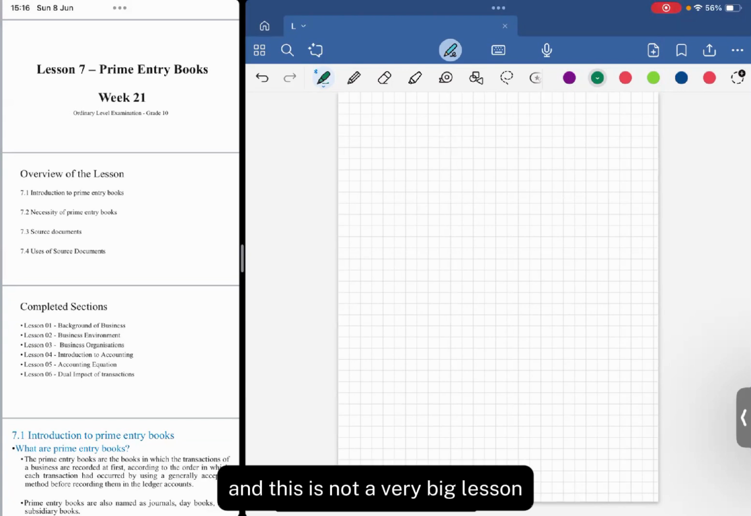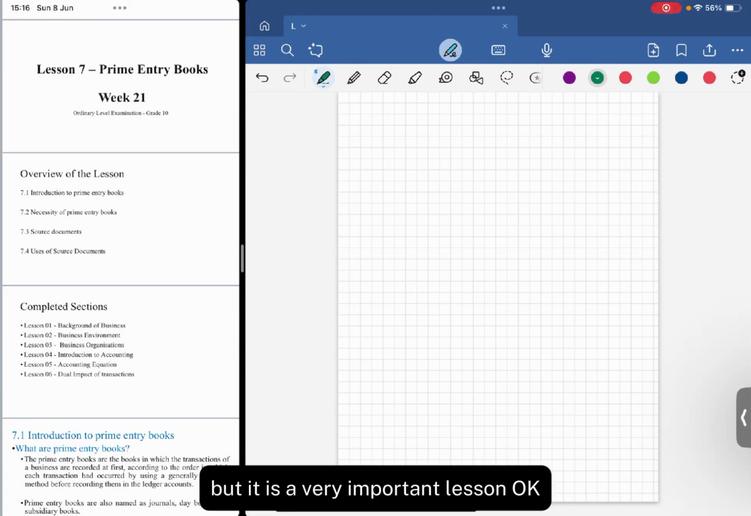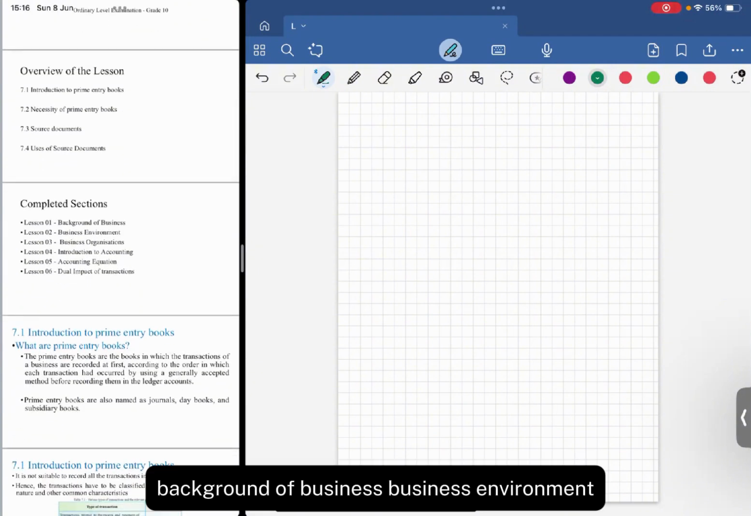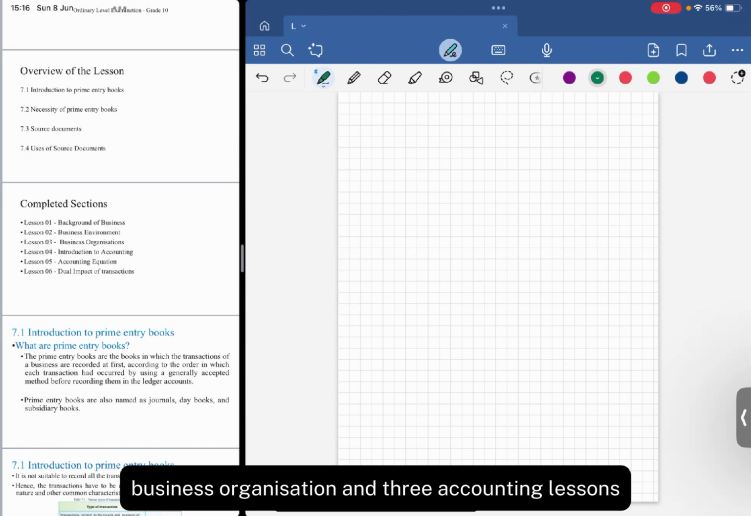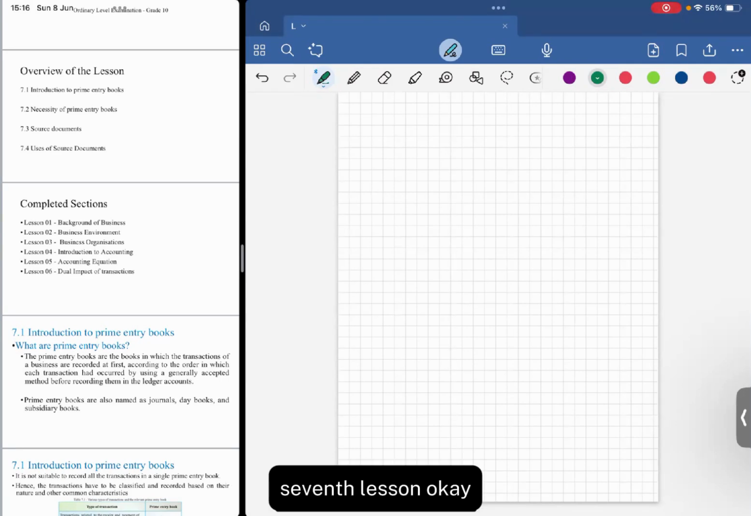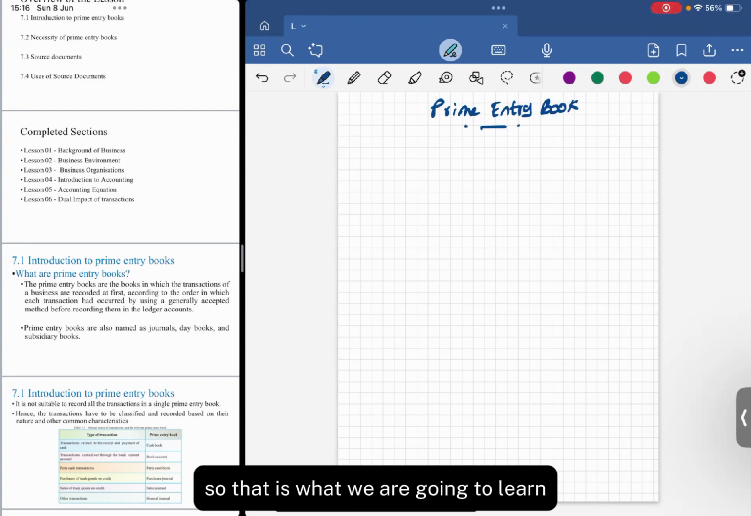And this is not a very big lesson. This is a small lesson. So we can do it quickly, but it is a very important lesson. Okay. So far we completed 6 lessons: background of business, business environment, business organization, and 3 accounting lessons: introduction to accounting, accounting equation, and dual impact of transactions. So we have completed these 6 lessons, and now we are in the 7th lesson. So we are going to learn about prime entry books.